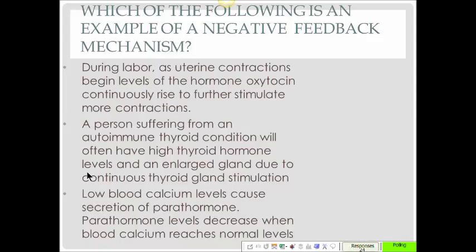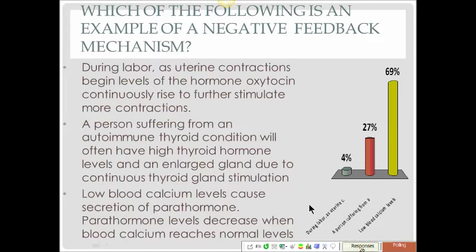Okay, C is the correct answer because look at this, low blood calcium causes secretion of parathormone. So that brings the blood calcium back to normal and parathormone levels decrease. So can you see there's a negative loop over there. This first one is during labor, which I just explained, was a positive feedback. You're continuously stimulating oxytocin production, so labor continues, further contractions.